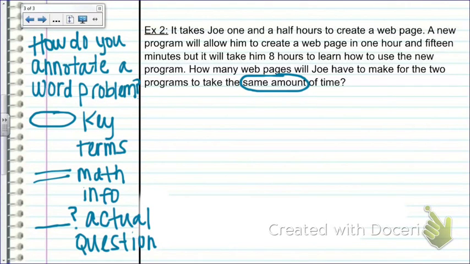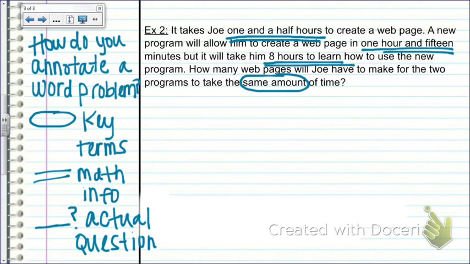And then I need to underline some of the important math information. That 1.5 hours that it takes him to create, that's actually some important math information. So we're going to underline that with 2 underlines. Where else do you see some important math information? 1 hour and 15 minutes. And then 8 hours to learn. So plus 8 hours to learn.